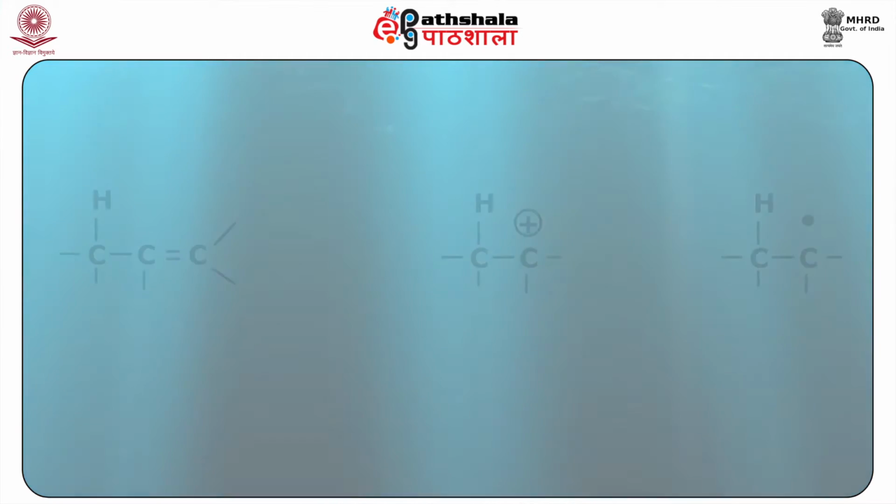The contributing structures involving the sigma electrons of CH bond do not show any covalent bond between carbon and hydrogen. Hyperconjugation therefore is also called as no bond resonance. It is important to note that hydrogen does not actually separate from the molecule, because if that happens, the necessary condition for resonance to occur will be violated.